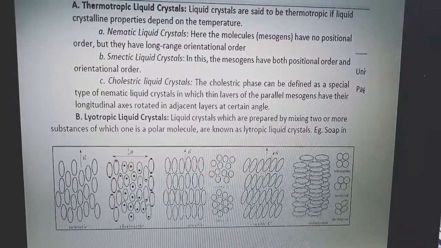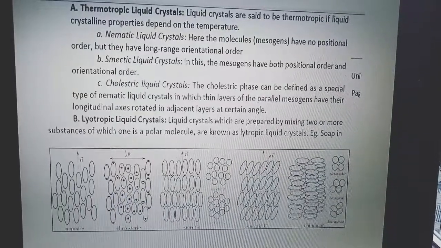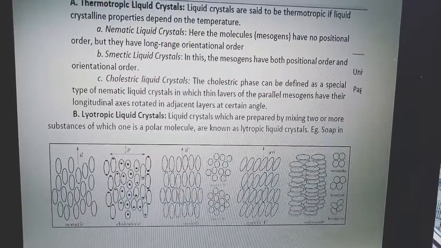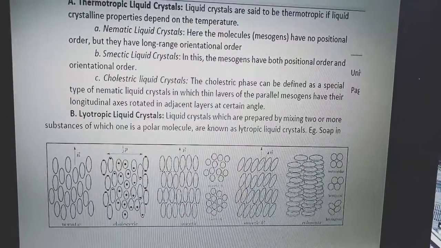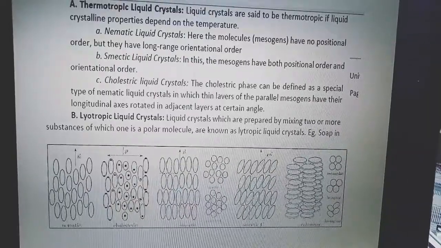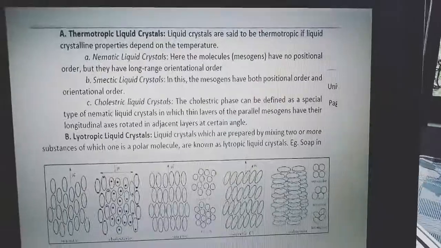Second is lyotropic liquid crystals. Liquid crystals are said to be lyotropic when they are prepared by mixing two or more substances of which one is a polar molecule. Means they are made by mixing two substances in which one is a polar molecule.